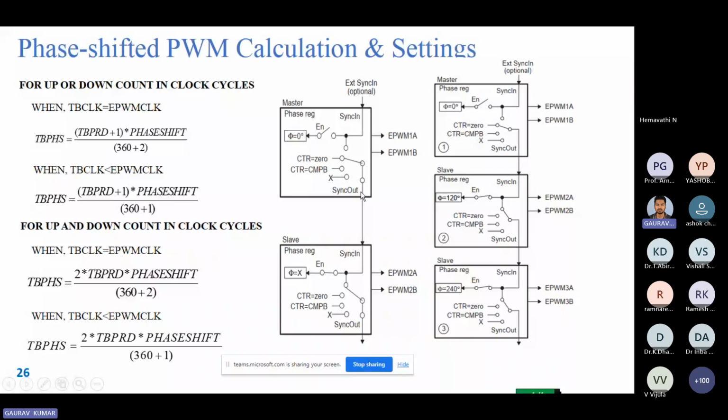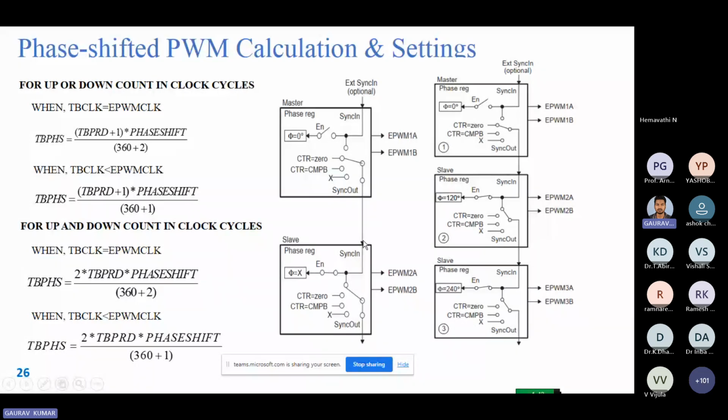So when we configure the EPWM block, then sync out you have to set for counter equal to 0. And when we go for the EPWM2 block, then in case of sync in it should be connected to the phase. Okay, phase. I will show you. And sync in is connected to the sync out of the first.